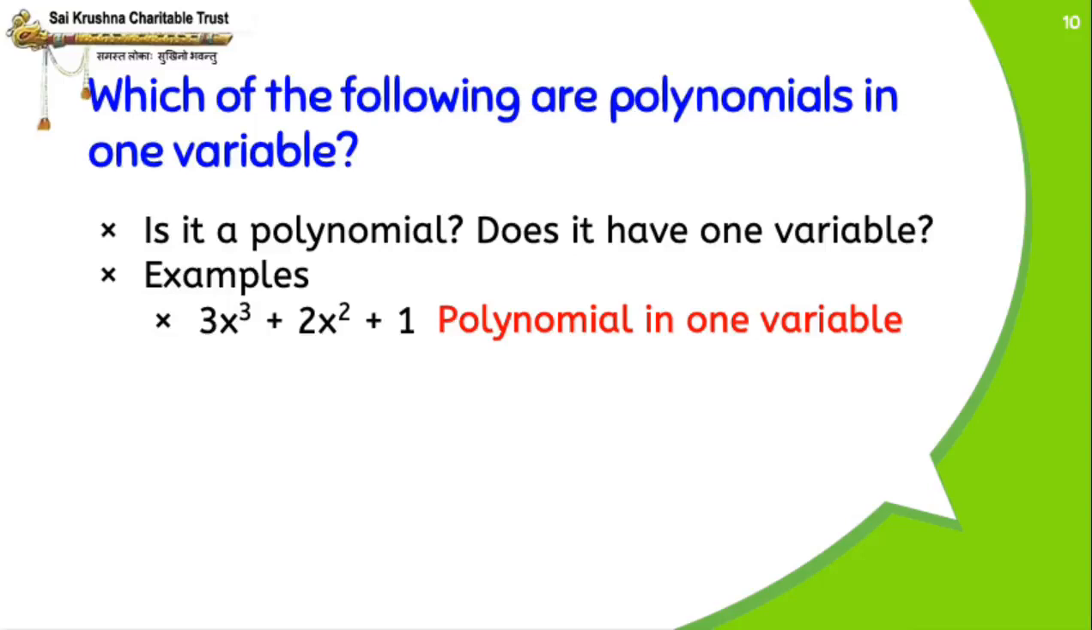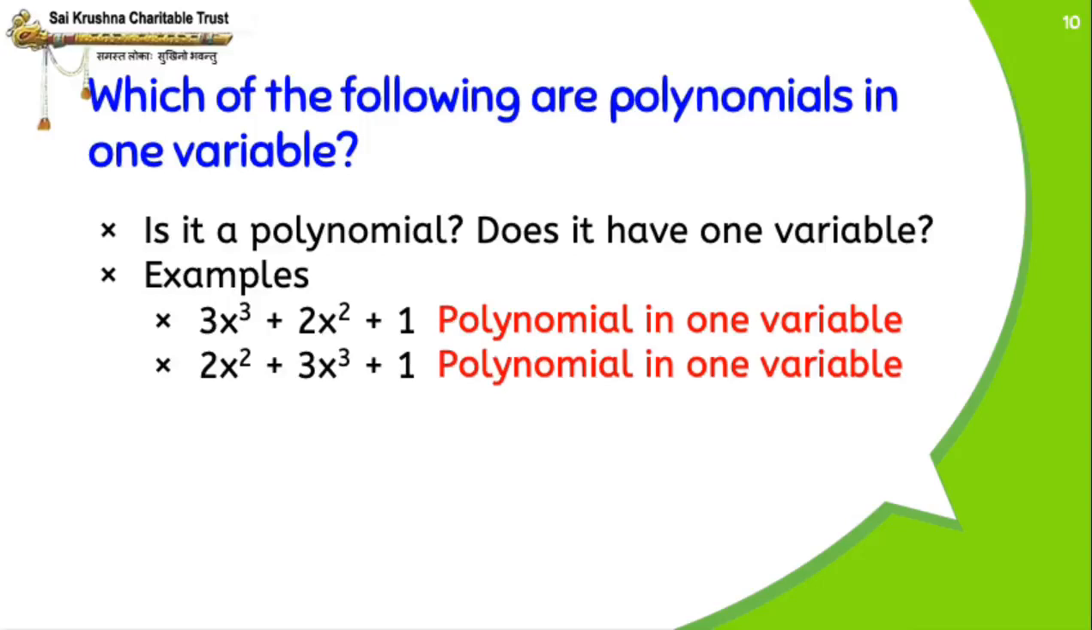What about 2x squared plus 3x cubed plus 1? This is also a polynomial in one variable. It is the same as the expression above it, except I have changed the order. I have written the 3x cubed in the middle and 2x squared in the left side. Okay, so we don't need to always write the highest power on the leftmost side. We often do that, but you don't need to.